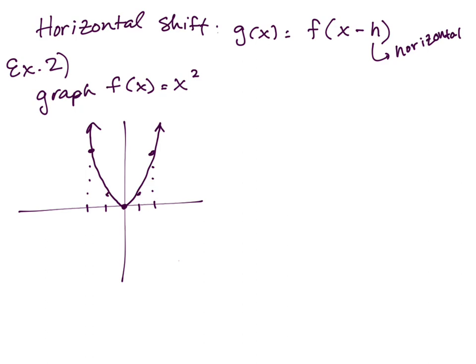Yeah? Okay. Next, we're going to graph g of x. And g of x is going to be in parentheses x plus 3, close parentheses, squared. Let's do x minus 3, actually. Let it be x minus 3.